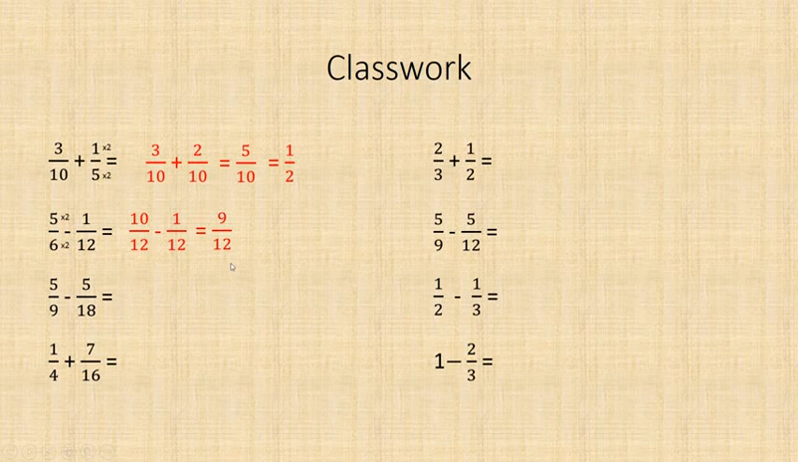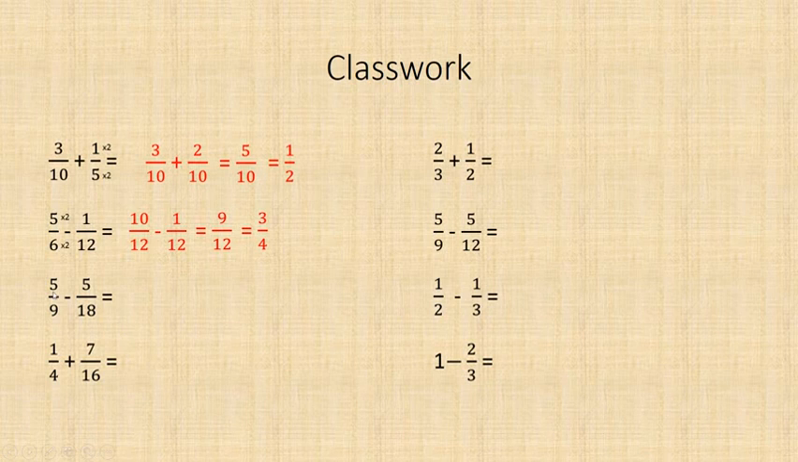Okay, you don't need to do anything here? Of course not, you have to simplify. So 9, I will just divide it by 3 here up and down. 9 divided by 3 equals 3, and 12 divided by 3 equals 4. So it's going to be 3 over 4, which is the simplest form.